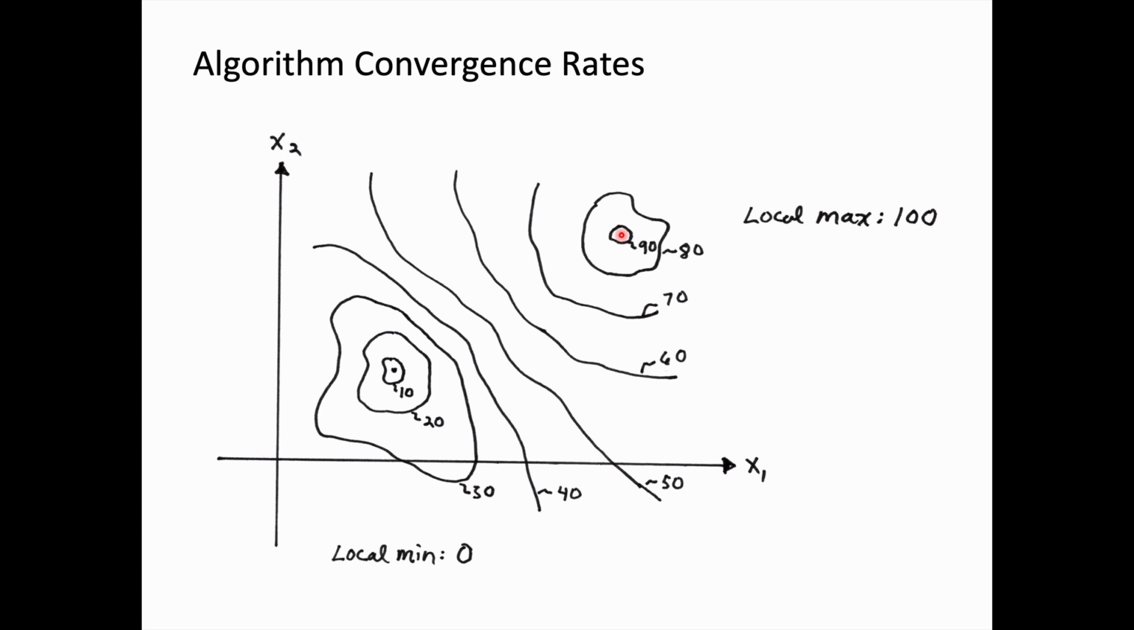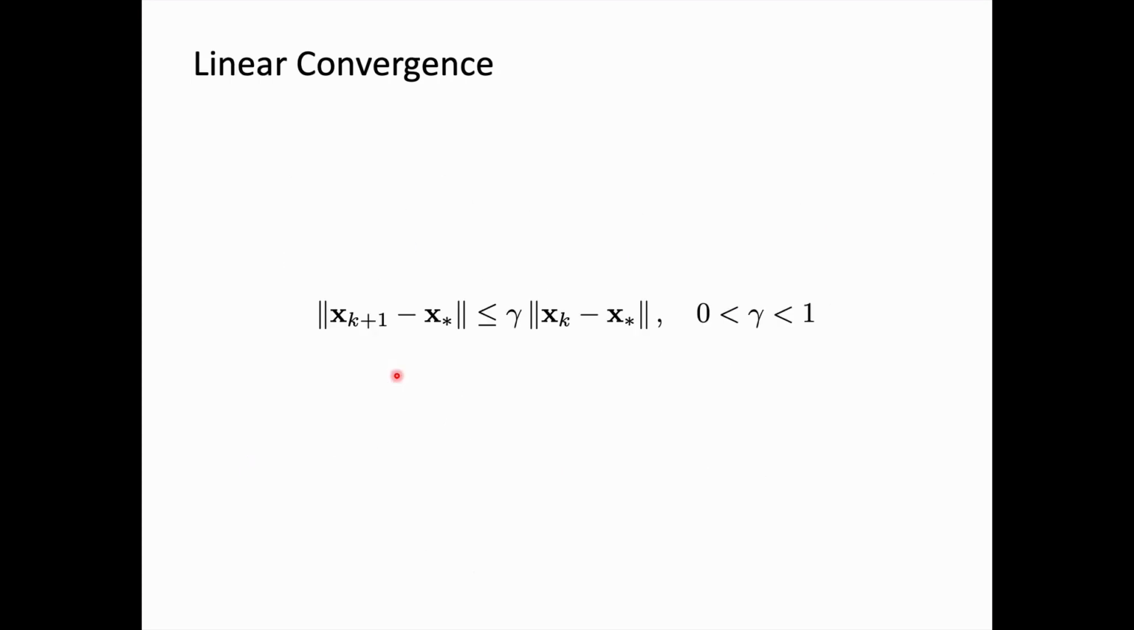So it's ideal to have an overall algorithm that has both good global convergence to avoid this kind of situation, and good local convergence. Once we get close to the minimum, it can just really rapidly find the precise solution. Okay, let's talk about convergence rates.